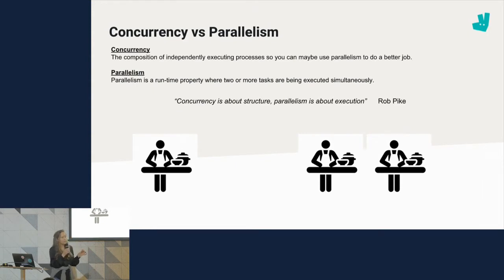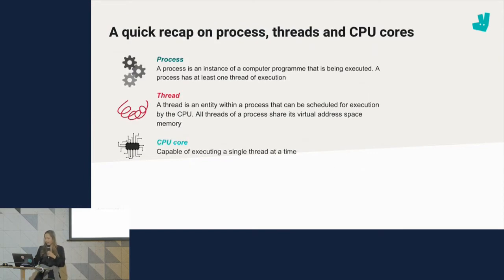Just as a recap, what is concurrency, and what is concurrency versus parallelism? Concurrency is the composition of independently executing processes that may use parallelism to do a better job. Whereas parallelism, which I can't say very well, is a runtime property where two or more tasks are being executed simultaneously. I like to think of the kitchen analogy: if tonight you go home and cook yourself dinner, you could be boiling hot water, then cutting up some vegetables, and then going to the cupboard to pick up a pan. You're doing lots of tasks, but you're not doing them all at the same time. Whereas if you and a friend decide to cook dinner together, you could be stirring some vegetables and your friend could be chopping some carrots.